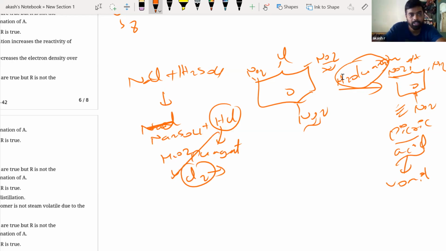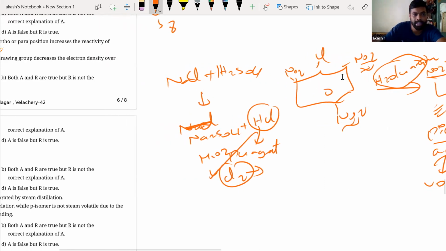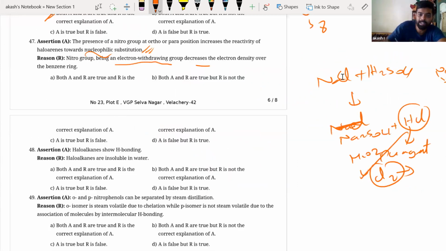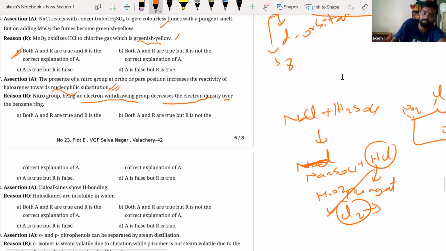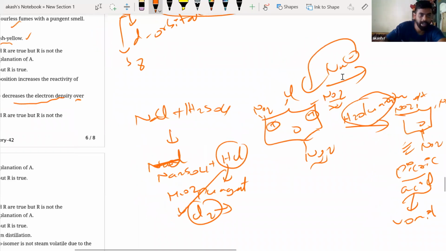Okay, anyways, so this is true. First statement is true. Nitro group being an electron withdrawing group decreases the electron density over the benzene ring. Absolutely true. When it decreases the electron density, there will be some positive charges liberated, so I can have a nucleophile coming and attacking. That's exactly the reason. So both A and R are true, and R is the correct explanation of A.